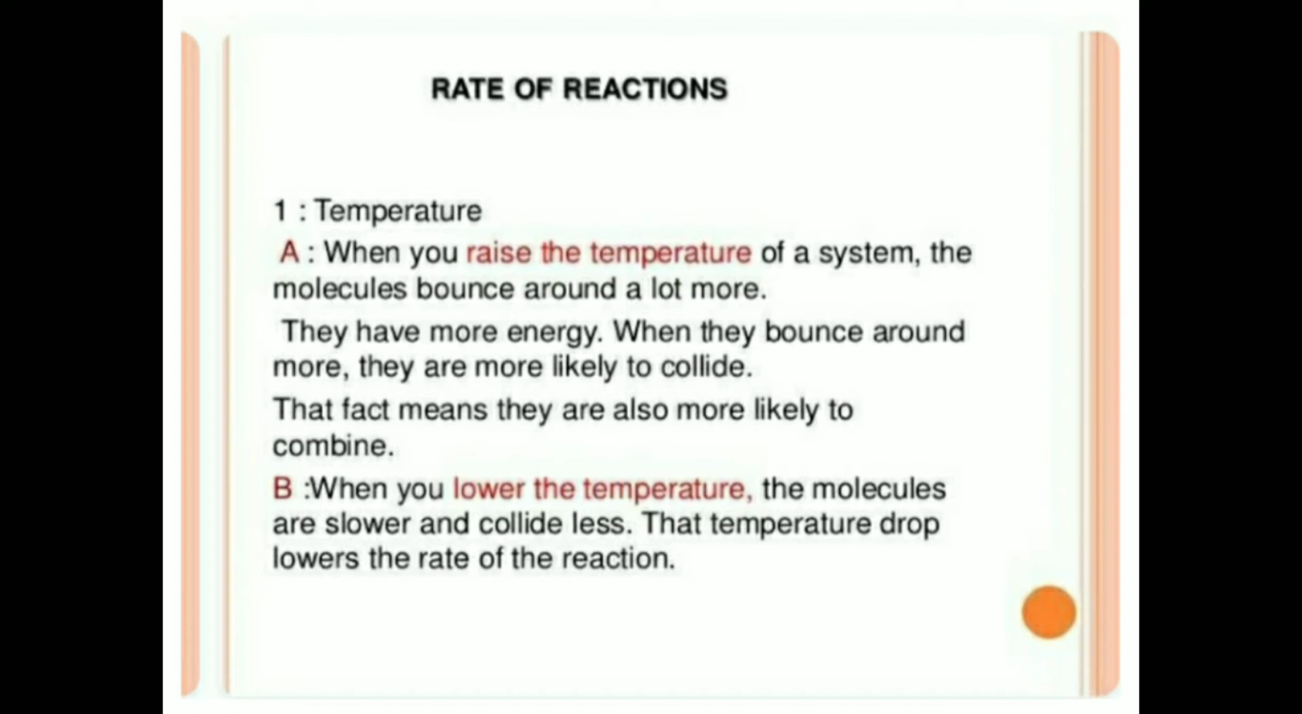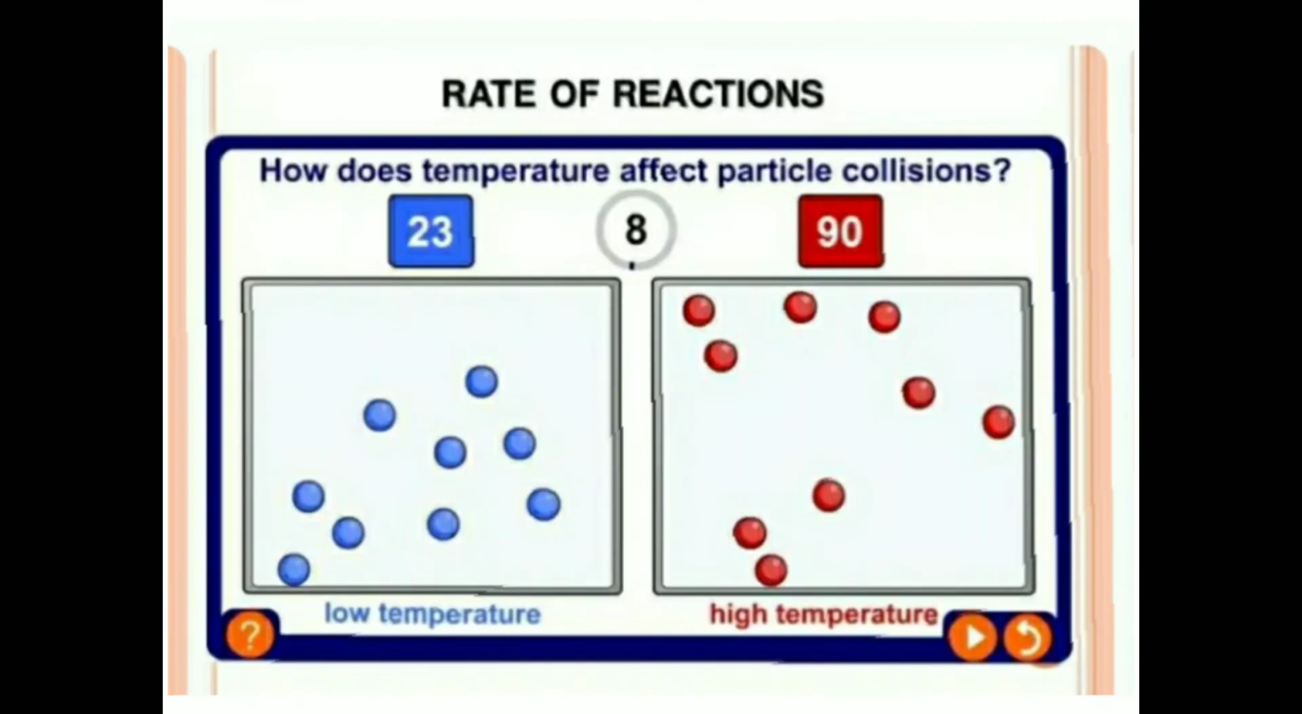Temperature. When you raise the temperature of a system, the molecules bounce around a lot more. They have more energy, and when they bounce around more, they are more likely to collide. That means they are also more likely to combine. When you lower the temperature, the molecules are slower and collide less. That temperature drop lowers the rate of reaction.